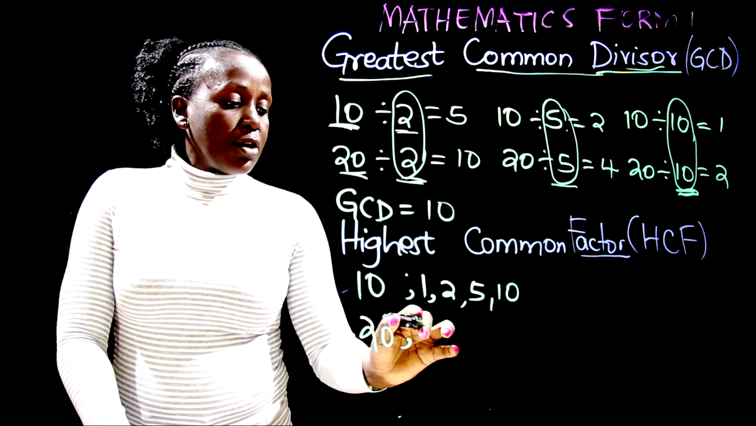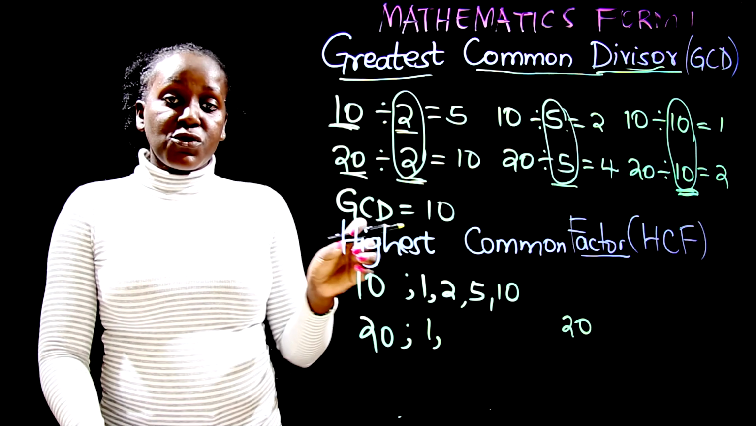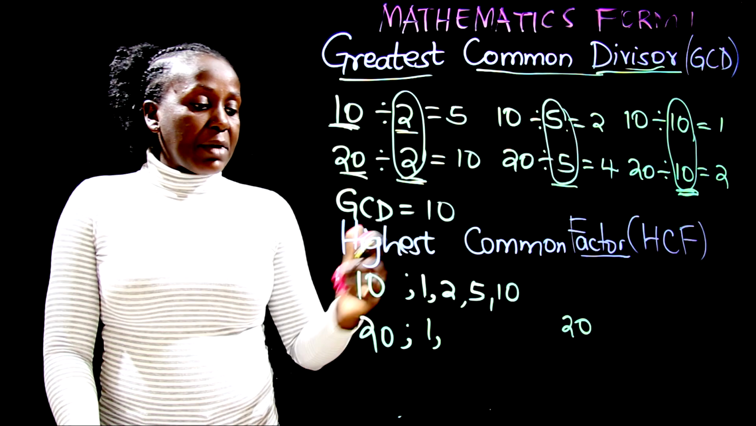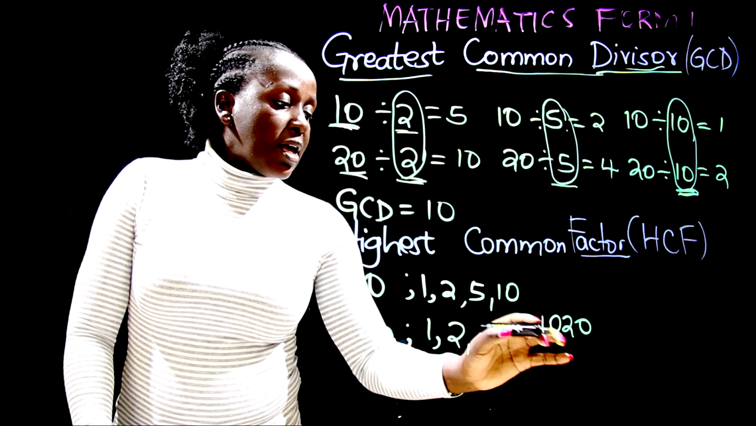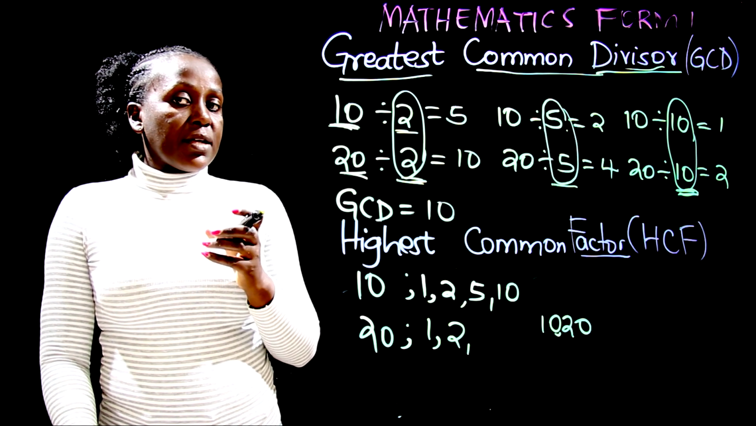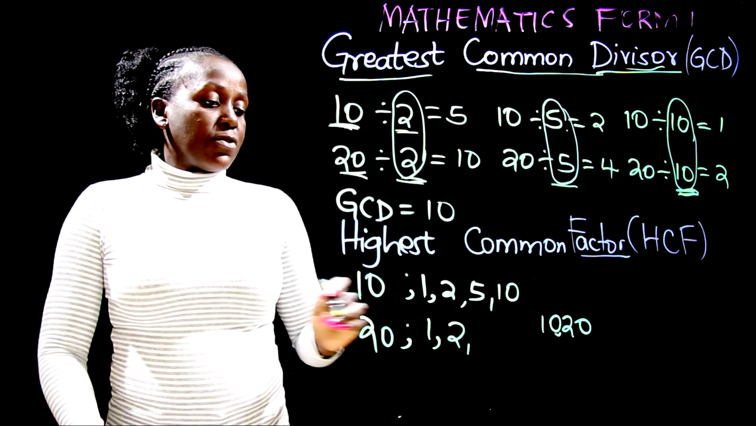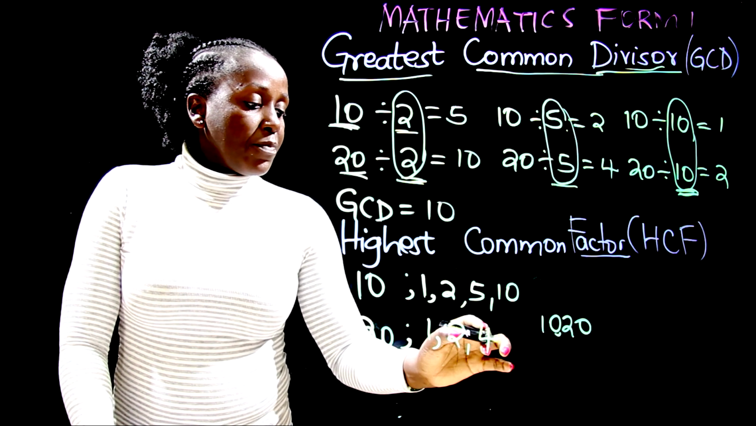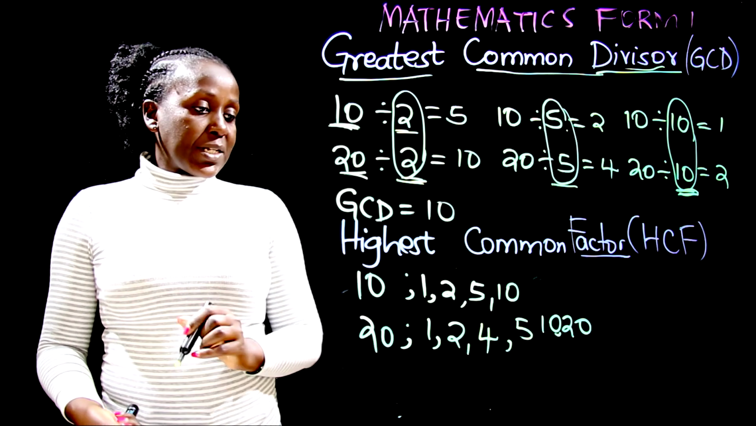is 20. So both 1 and 20 are factors of 20. 20 divided by 2 is 10. So both 2 and 10 are factors of 20. 20 divided by 3, not divisible. 20 divided by 4 is 5. So both 4 and 5 are factors of 20.